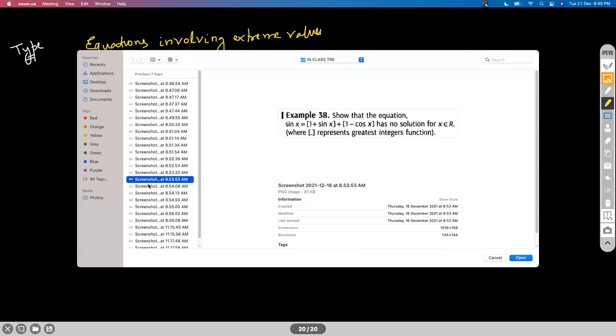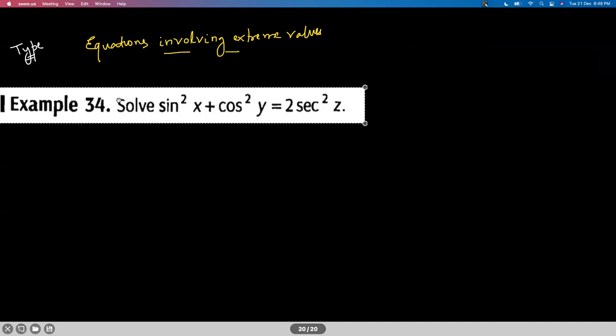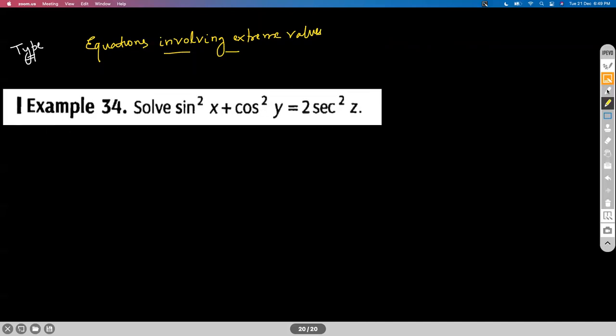The next type is the equation which involves extreme values. Okay, so equations involving extreme values. Now, what do I mean by this topic name? Equations involving extreme values. Let me give an example. Let's say I want to solve this question. Now, read this question very, very carefully. It involves three variables, X, Y, and Z.